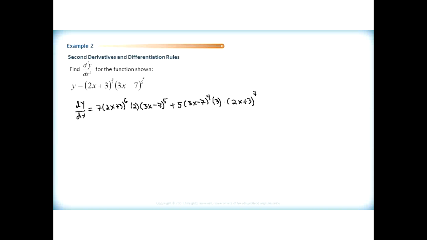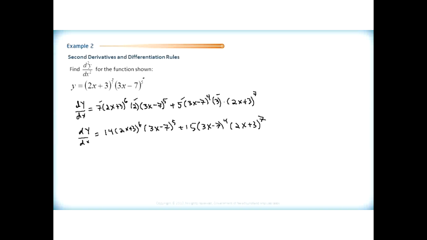all to the power of 7. So before I go and try to differentiate this mess, I can at least simplify a little bit here, because I know that this 7 and this 2 can be combined, as can this 5 and this 3. I'm not going to go expanding anything with powers of 5 or 6, though. So dy over dx simplified a little bit is 14 times (2x plus 3) to the power of 6 times (3x minus 7) to the power of 5 plus 15 multiplied by (3x minus 7) to the power of 4 times (2x plus 3) to the power of 7.